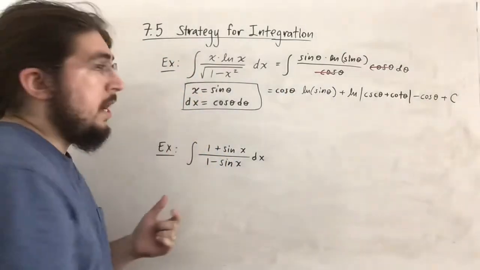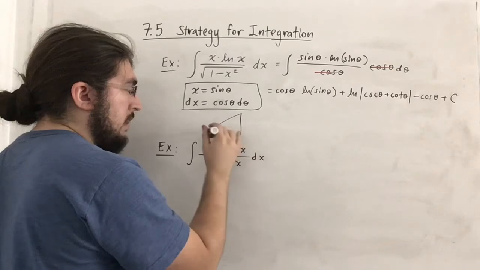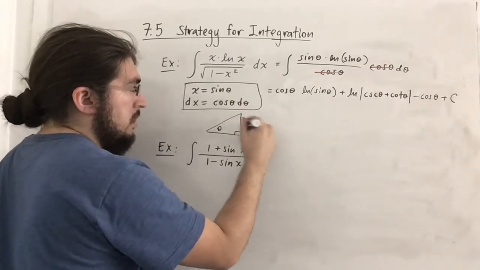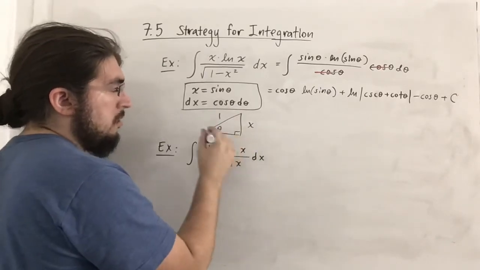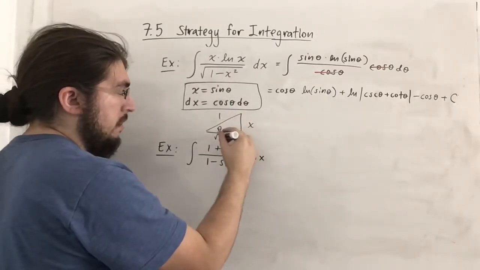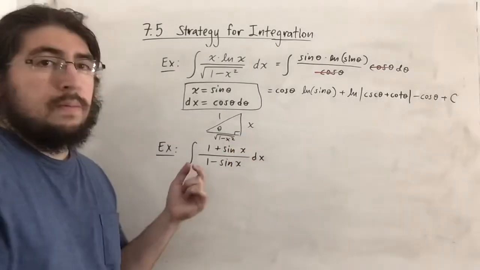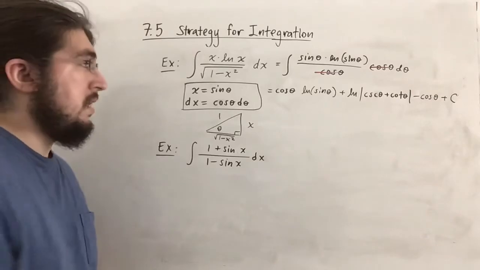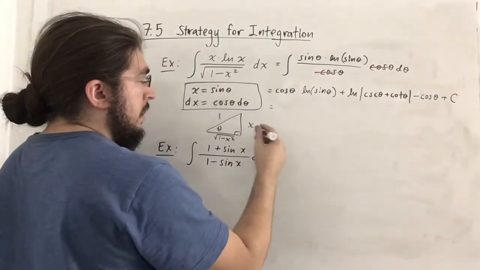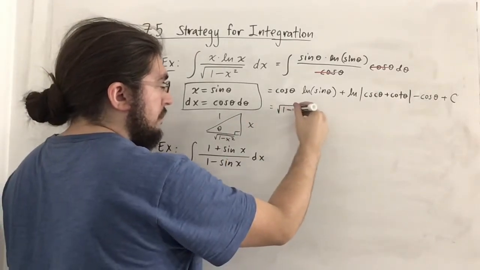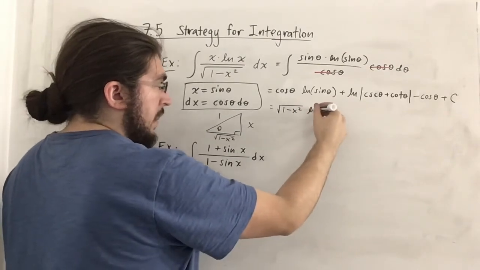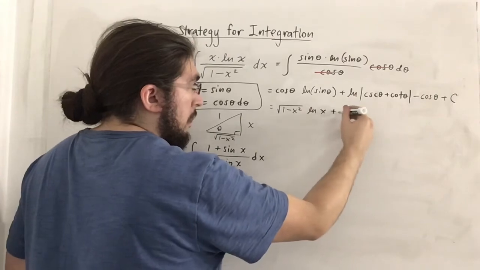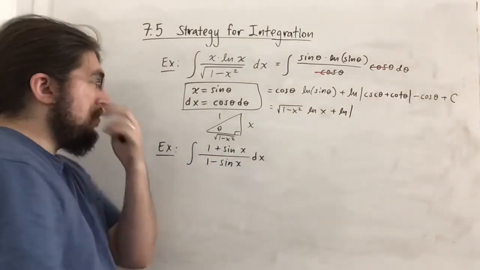But of course we need a triangle to make that happen more easily. So notice sine of theta is equal to x over 1. So it's like that. And then basically the other side is just the original radical we have in our integral, radical 1 minus x squared like this. And now we can use this to evaluate all the other things. So cosine is just the radical part over 1. And then ln of sine is just x, so that's ln x. Plus ln of absolute value of cosecant plus cotangent.